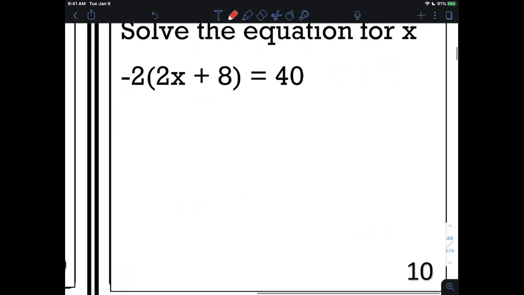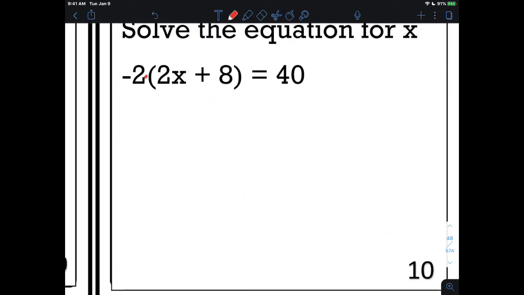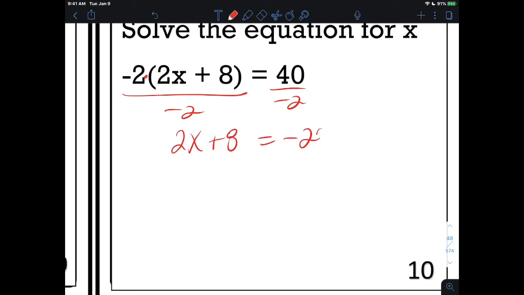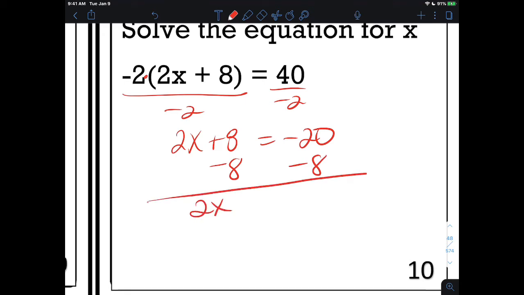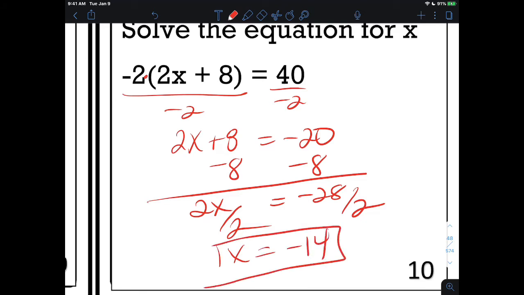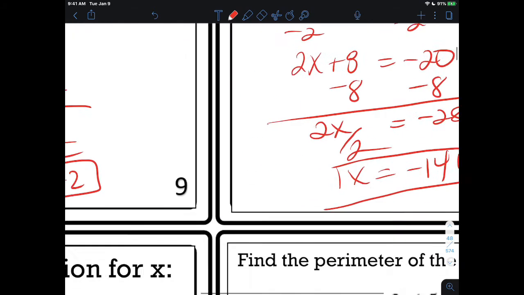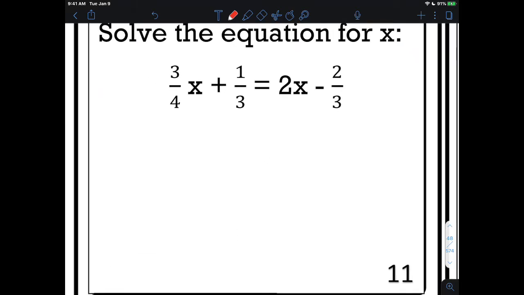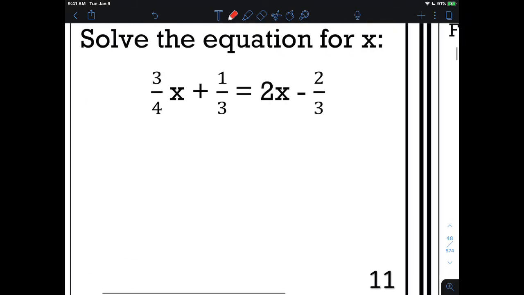All right, next one. Same thing. Look at that. Okay, they're both multiples of 2. They're not both negative, but that's okay. Okay. Exciting move. Great divide. X equals negative 14.